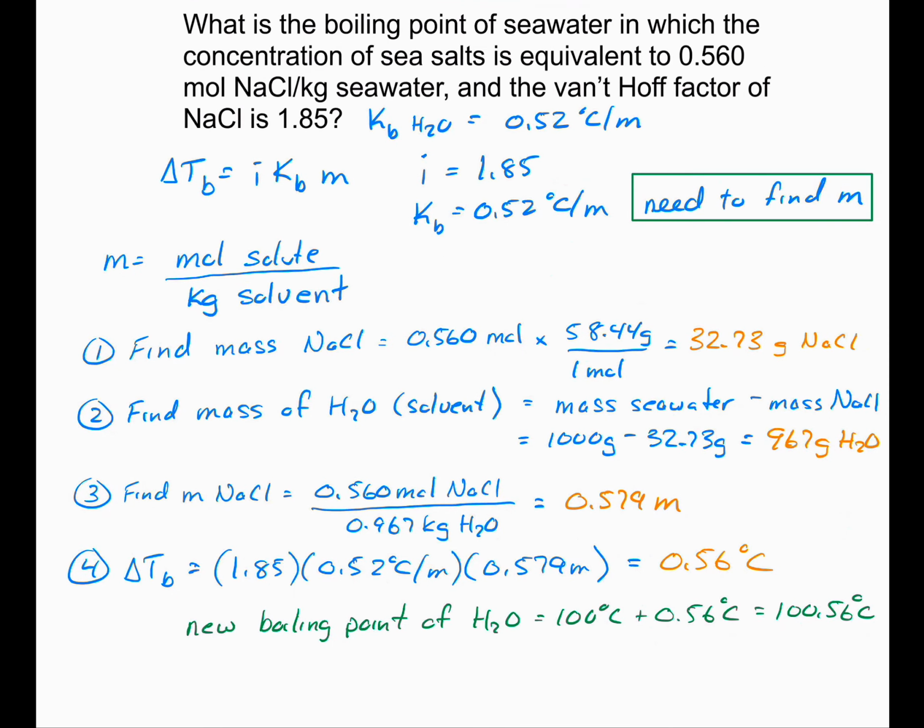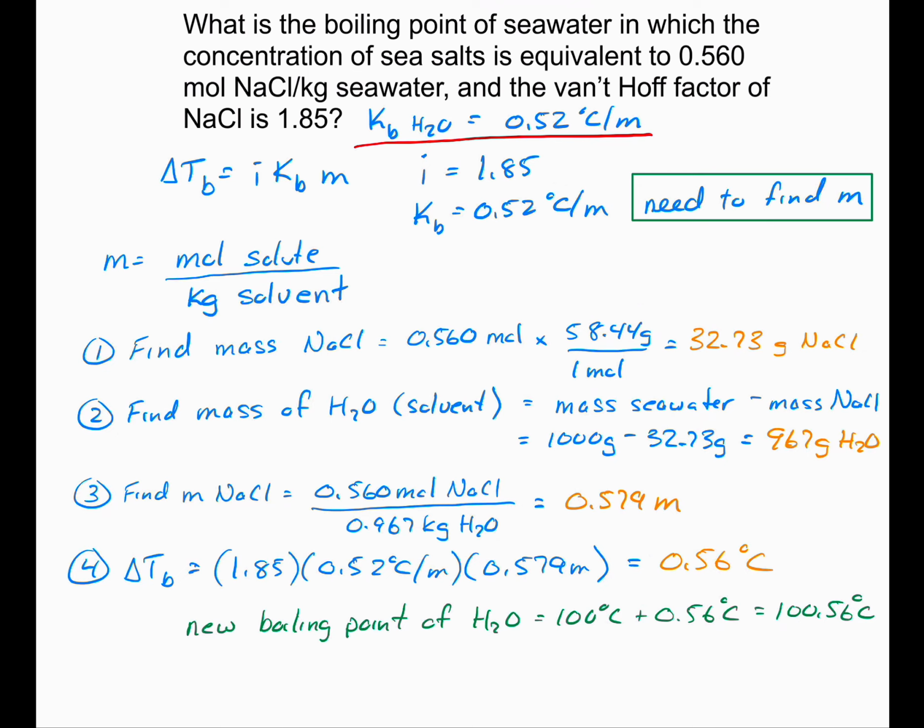All right, so here it is. This is the one where I was saying that we have some additional information that I didn't give you in the question, but there it is. We need to know the Kb of water being 0.52 degrees Celsius per molality.